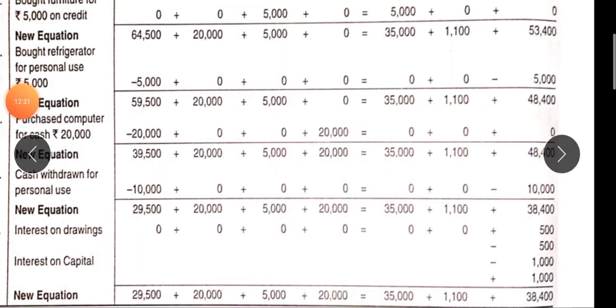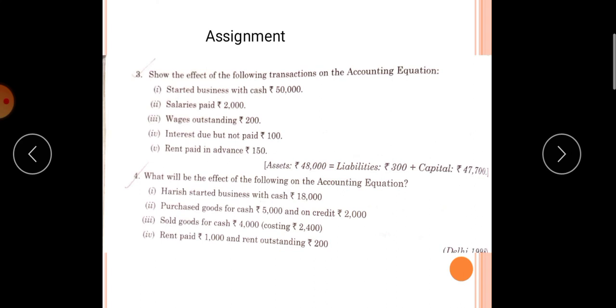Now see, the totals of both the sides are equal. Solve this equation again. Try to understand each and every effect of the transaction. I am giving you two questions. It is from the book itself. Try to solve it and send the solution to me.